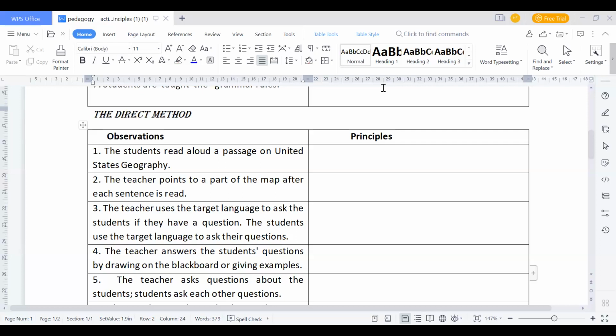The other thing is loud reading is one of the main techniques. Am I right? Yes, that you have to mention. Loud reading is one of the main techniques of the direct method, and materials related to travel and trade are used in the direct method. Very good. Then the second one, who is going to read?